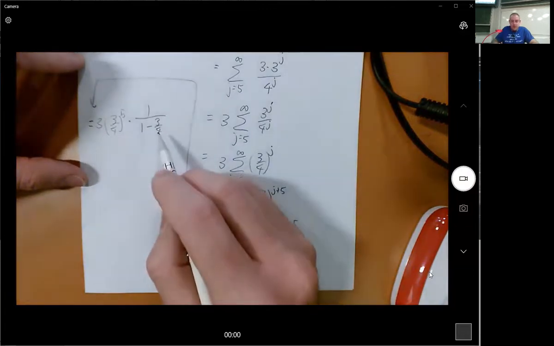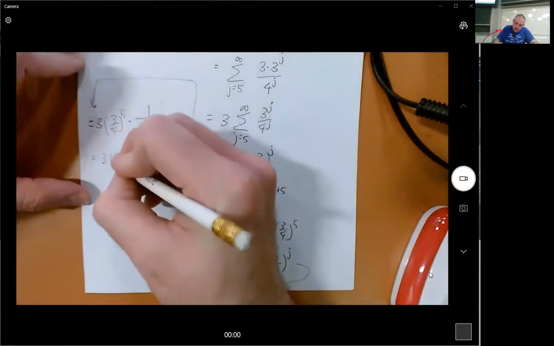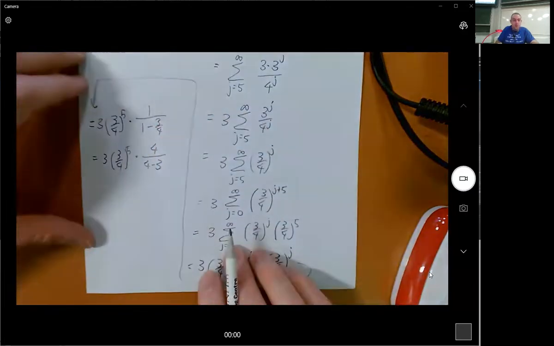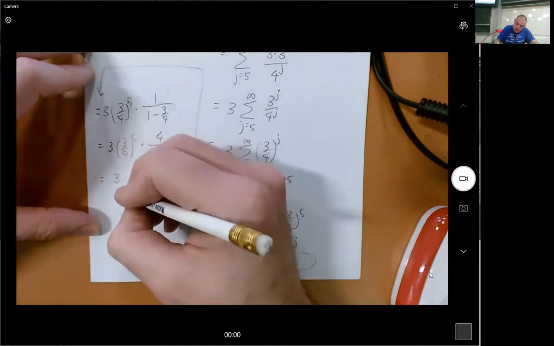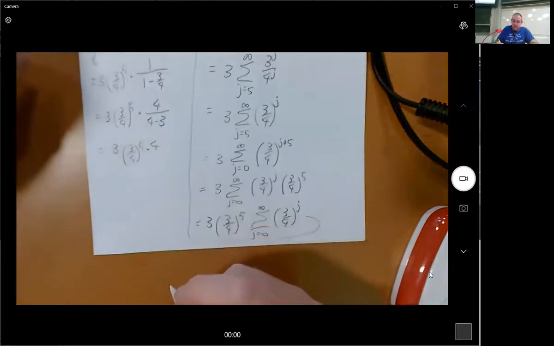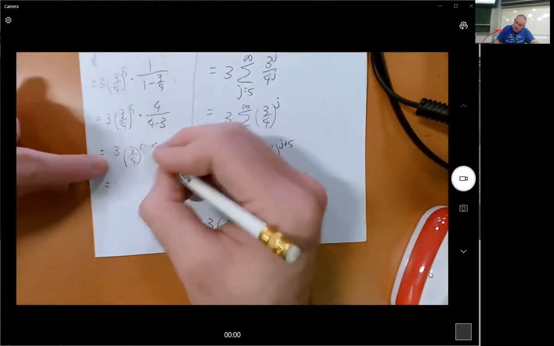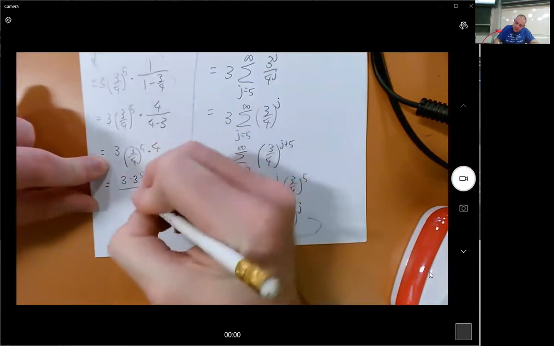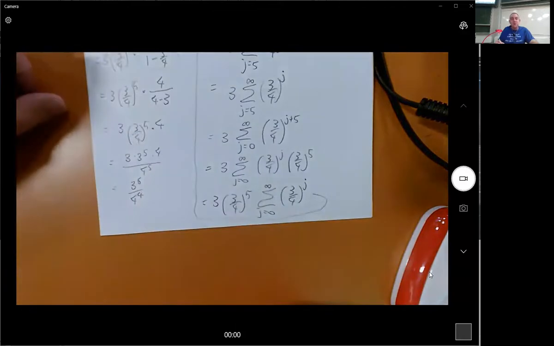I don't like fractions within fractions. So if I multiply this and this by 4, that'll get rid of that fraction within a fraction. 4 over 4 minus 3. Oh, that's cool. And so I've got 3 times 3/4 to the 5 times 4 over 1, which is 4. Maybe I'll just leave it like that. Oh, maybe not. So that power of 5 can apply to both. So I've got 3 times 3 to the power of 5 times 4 over 4 to the power of 5, which is 3 to the power of 6 over 4 to the power of 4, which is not too bad.